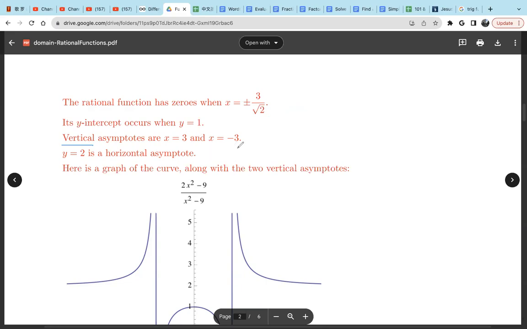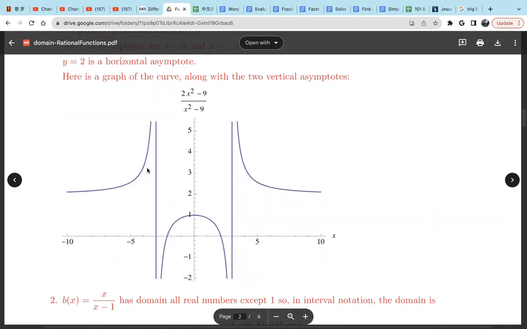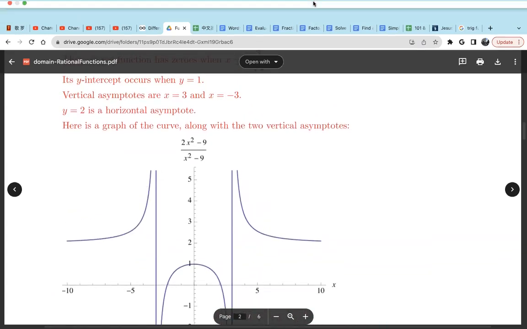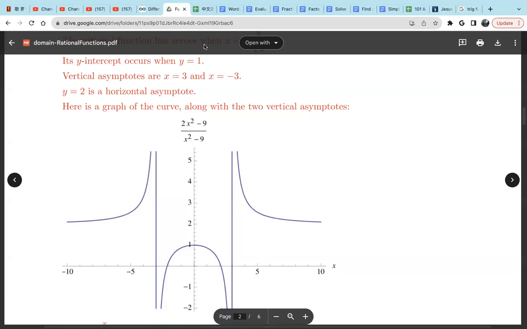Vertical asymptotes. Vertical asymptotes come from the domain, right? Because 3 and -3 are not in the domain, so we have 2 vertical asymptotes. When x equals 3, vertical asymptotes you can think of as like a prohibited line. The graph won't cross the line. So I have those two. So this is x equals -3. This is x equals 3. So I have those two vertical asymptotes.